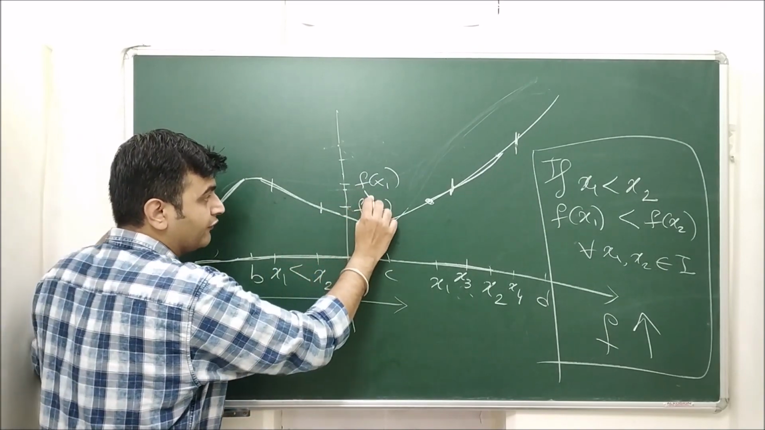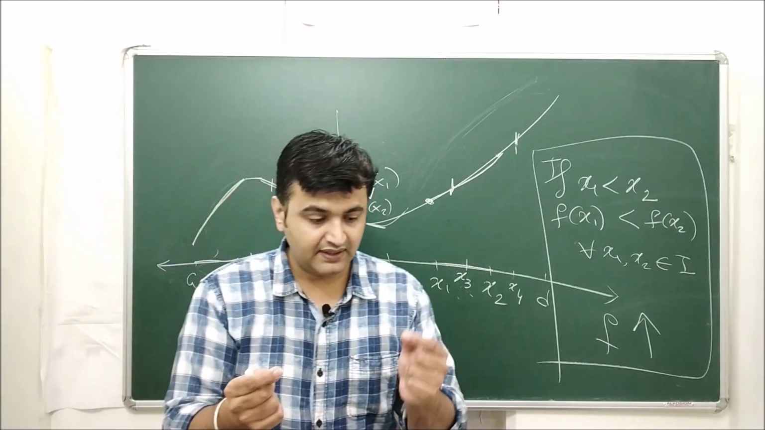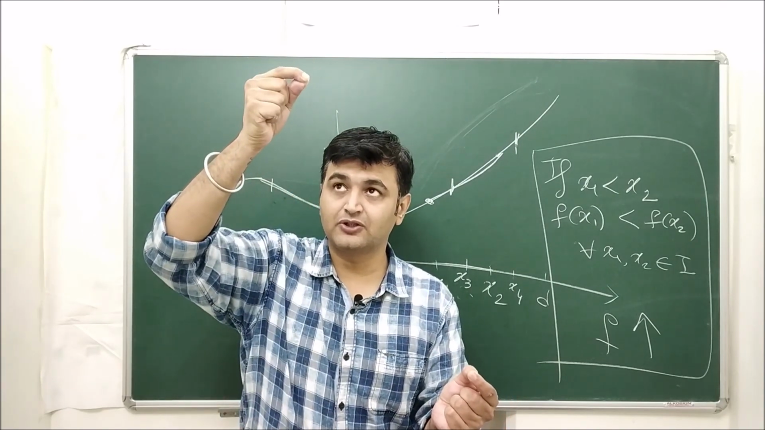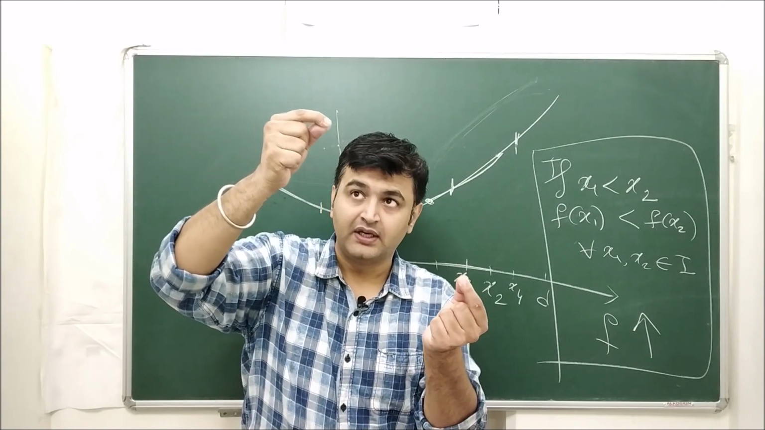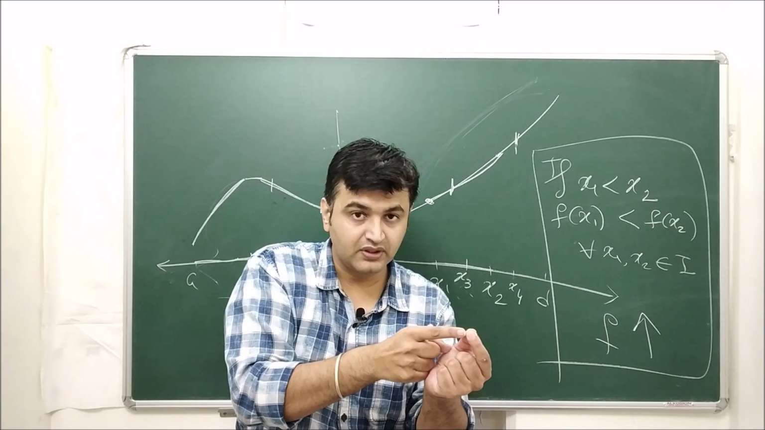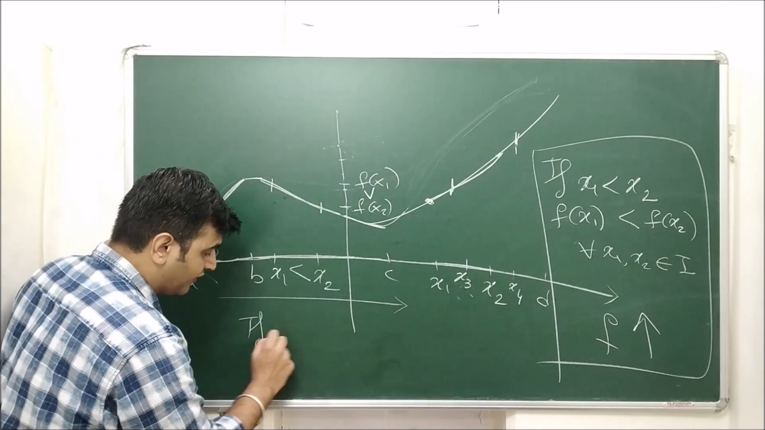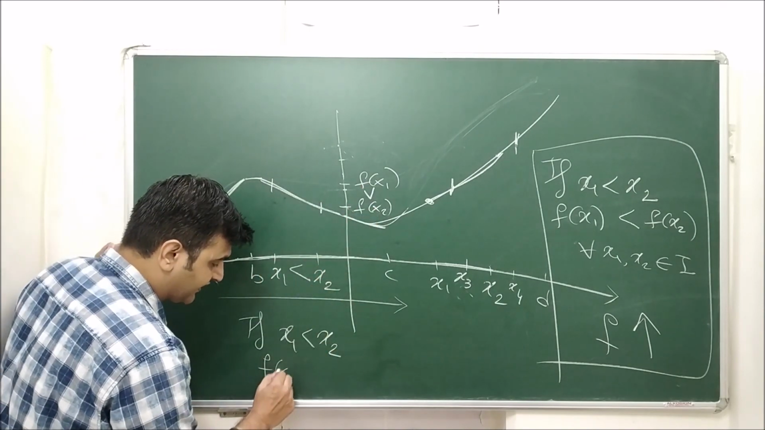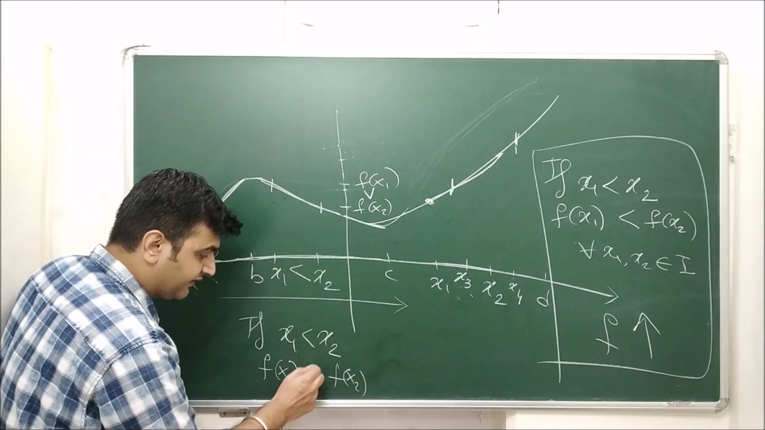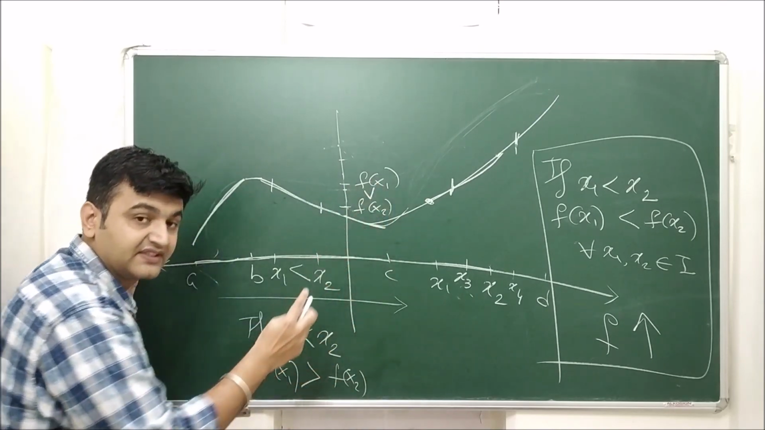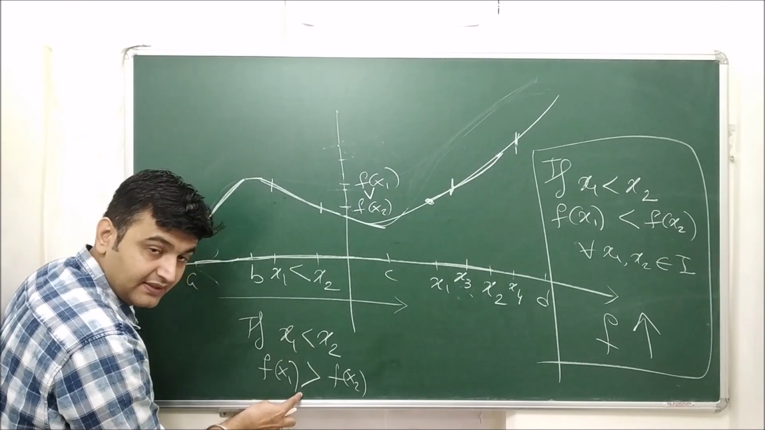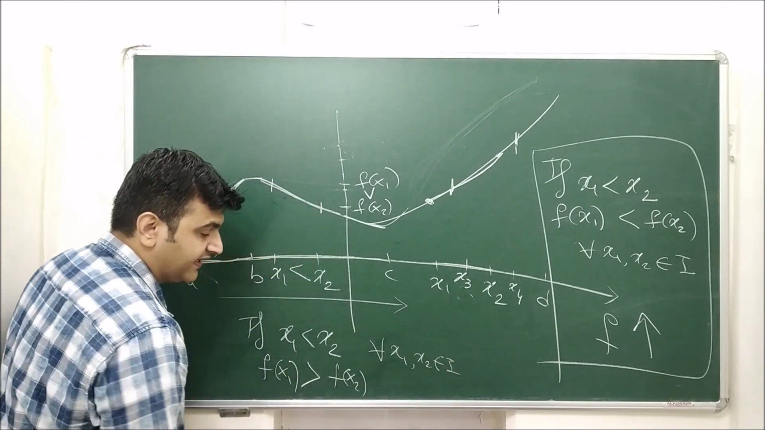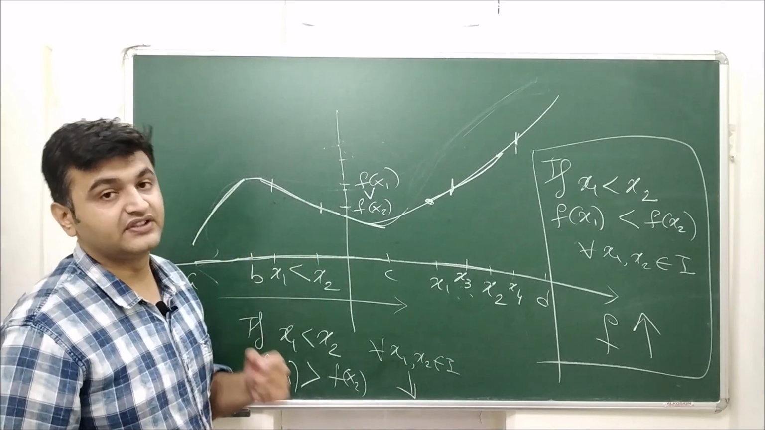So which is bigger? F of x1 is bigger, right? So if you have x1 less than x2 and the graph is decreasing, obviously the image of x1 should be at the top and the image of x2 should be at the bottom, then only the graph will decrease. Okay, so if your x1 is less than x2, but when you take their images f of x1 and f of x2, the inequality reverses, f of x1 is greater than f of x2. When the inequality reverses, and if this is true for all x1, x2 belonging to I, then we say that your function is a decreasing function.